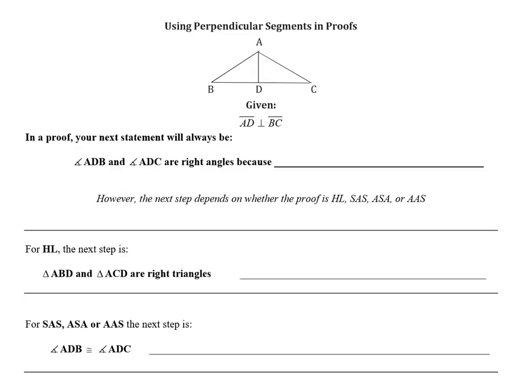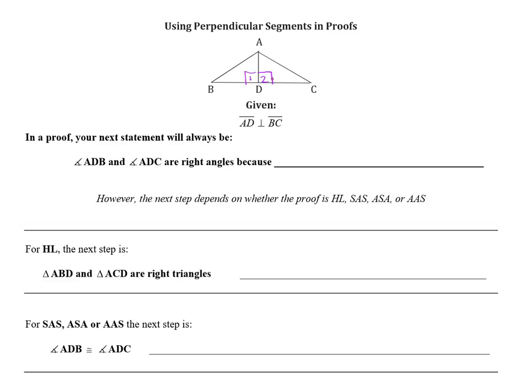So when we use perpendicular segments in proofs, there's a couple things we do. We could use the right angle as a congruent angle, or we can use the right angle to say that the triangle must be a right triangle, in which case we would use HL, which is hypotenuse leg. So let's say that I gave you that AD is perpendicular to BC. So I know these angles in here, 1 and 2, must be right angles.